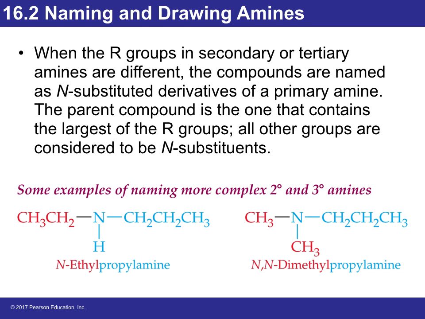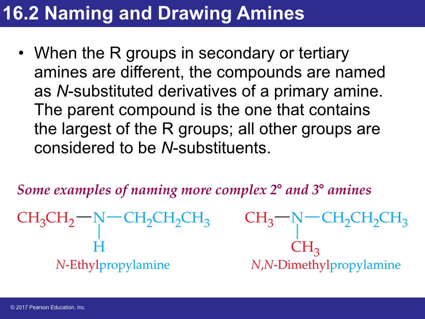Sometimes the R groups in the secondary or tertiary amine are different, and then you name those compounds as N-substituted derivatives because they are attached to the nitrogen atom. The parent compound is the one that contains the largest R group. Every other group is considered to be an N substituent. So here on the far left of the example, I see a 2-carbon alkyl, so that would be ethyl, attached to the nitrogen, so it's an N-ethyl. And then on the right side, 1, 2, 3, propyl, which gives my name propylamine, so it's N-ethylpropylamine.